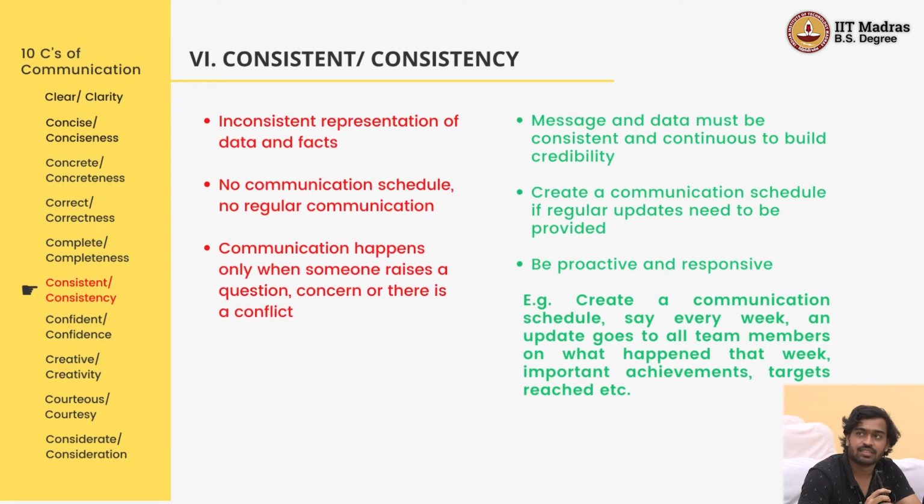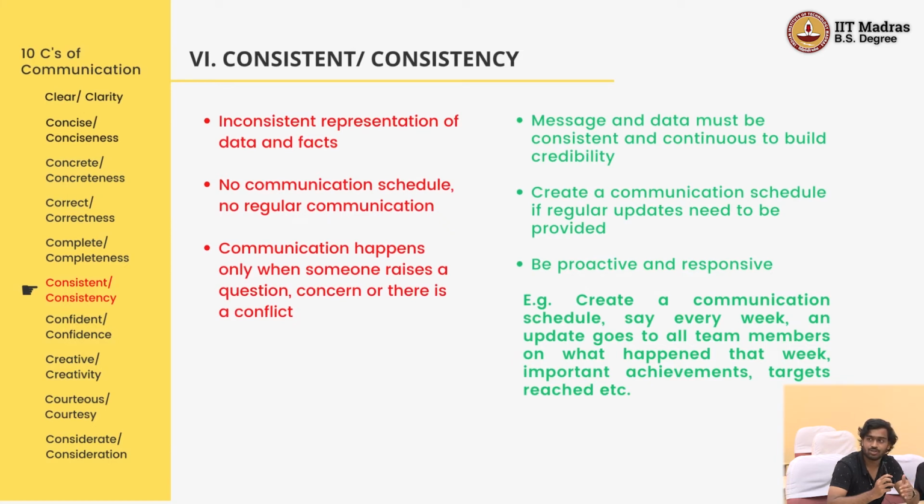To handle this, there should be a communication schedule for the team, and regular updates must be given. If there is no communication schedule or no regular updates, the information given to a team member could be outdated. Usually what happens in a team is that communication happens only when someone raises a question, or if there's a concern or some conflict between the team members. It shouldn't be like that. It should be more proactive and responsive.